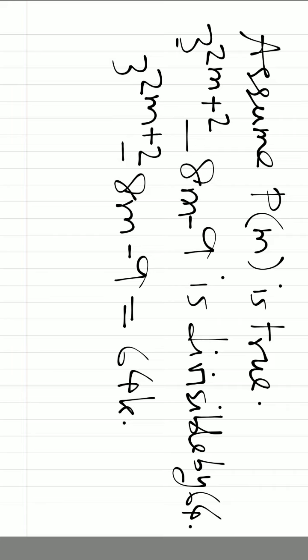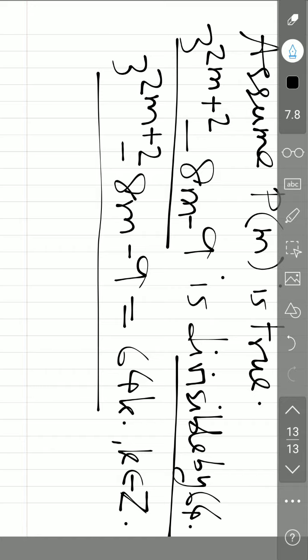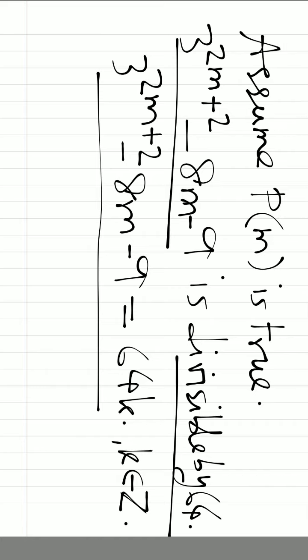See, this expression is divisible by 64. That means whenever we are dividing this by 64, we are getting the zero remainder. That's why we can write this as 64 times k, where k is some integer. Okay, so we will need this equality every time whenever we are proving this divisibility type problem. So this is the thing for Pm.